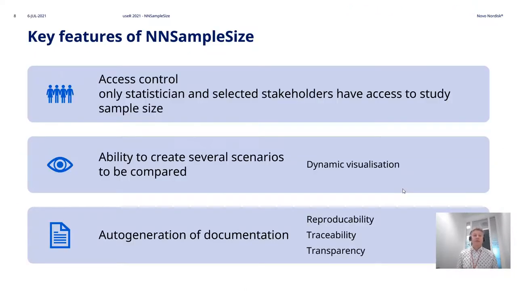So the key features of our Shiny app NNSampleSize are access control, so we can limit who can see the calculations, also within the company, as they may be confidential. Then there's the ability to make dynamic visualizations of how the parameters affect the sample sizes. And then finally, auto-generation of documentation, so it's easily updated and ensures we can reproduce the results, trace them back, and make it transparent.